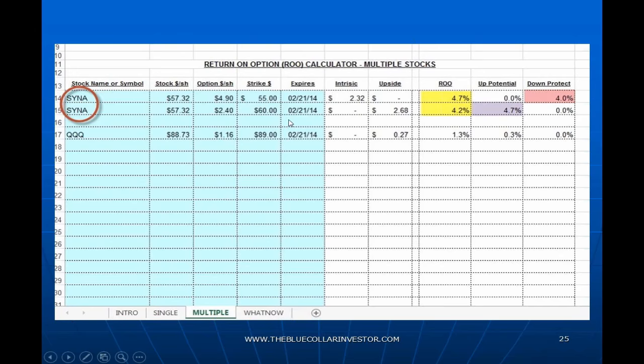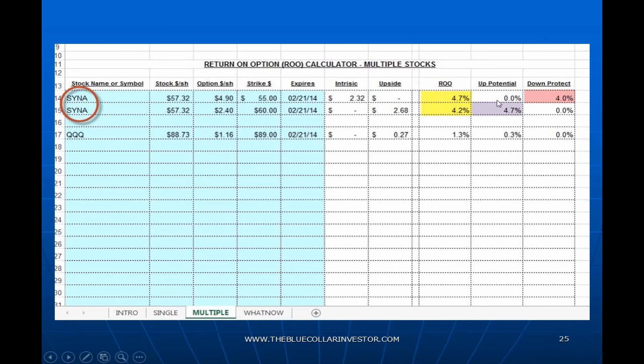Intrinsic value of $2.32. That means that the 55 strike is $2.32 in the money from the current market value of $57.32. The calculator will deduct that from the $490, telling us that we have generated a real-time value profit of 4.7%. Now, what if Sina goes up higher?